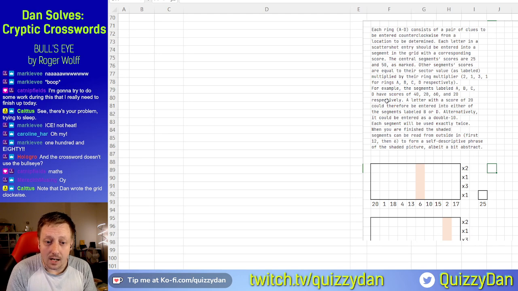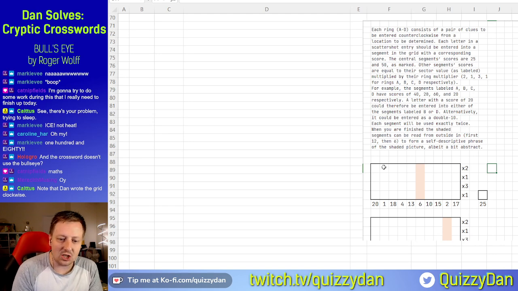Anyway, a letter with a score of 20 could be entered into either of the segments labelled B or D. Basically, it could have been entered into single 20 or double 10. Each segment will be used exactly twice. When you are finished, read the shaded segments from the outside in, first 12, then 6, to form a self-descriptive phrase of the shaded picture, albeit a bit abstract.